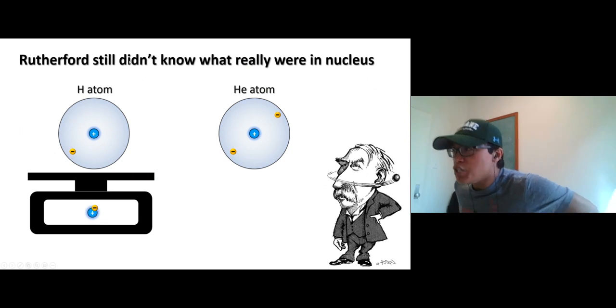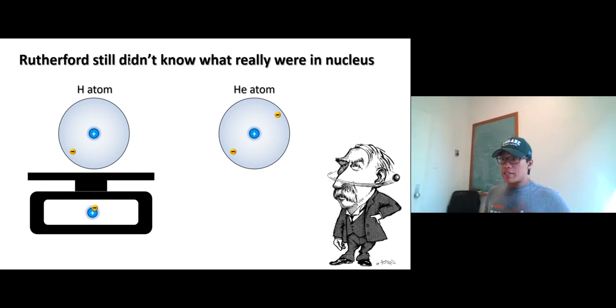So Rutherford still didn't know what was really in the nucleus. Right now we have the proton and the electron, but we haven't had the neutron yet, and this still doesn't make sense to Rutherford. Look at this: a hydrogen atom, as I mentioned before, contains one proton and one electron. If you can find a scale that can weigh the mass of an atom, the mass that shows up should be the mass of a proton and an electron, right? It should be like that.